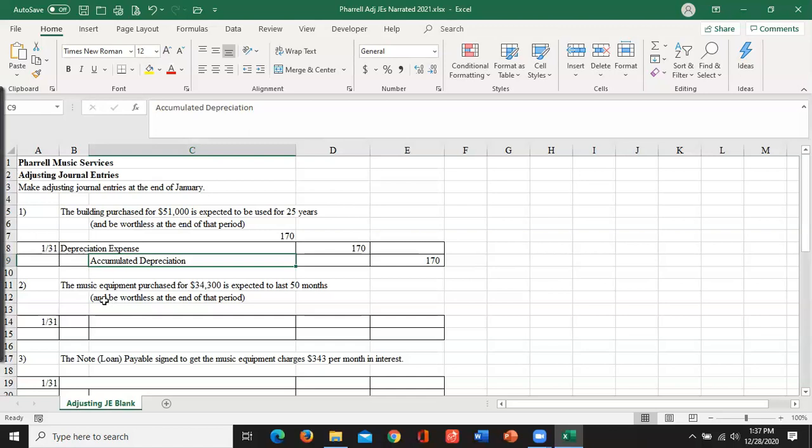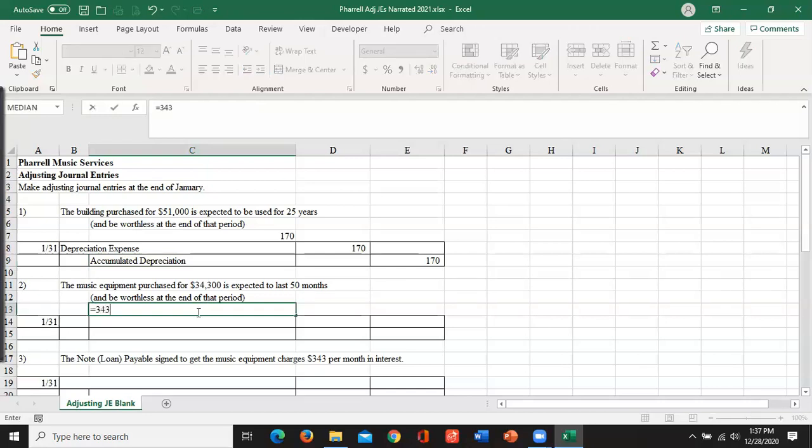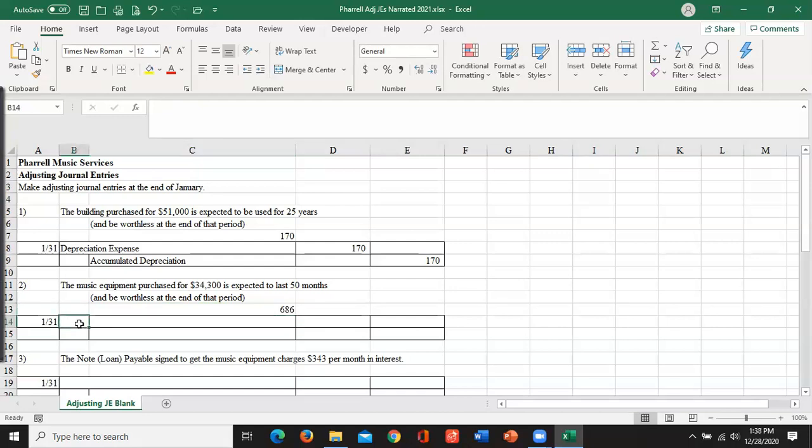We also bought some music equipment for $34,300, so we have to depreciate that as well. We have to estimate how long it will last. The nice thing in problems, they have to give this to you because there's no way to really know. Most companies just have a policy. But let's say we're going to have that last 50 months. I left that in months, so that makes it a little easier. So it's $34,300 divided by 50. So that's $686 a month that I'll depreciate that.